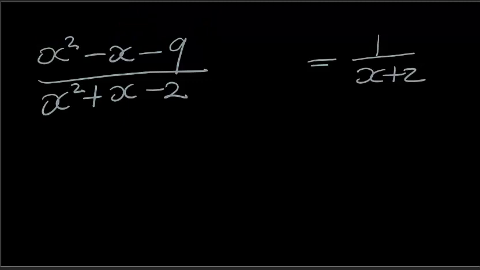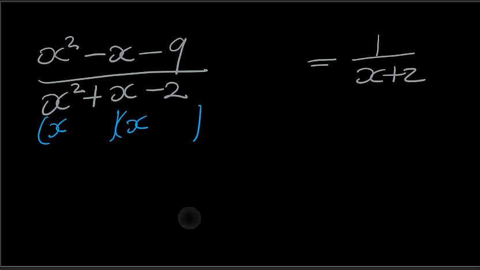The bottom one, let's try and factorize that one. If I wanted to do this, I would say x and x. Factors of 2 are 1 and 2. So I can get 1 and 2. I can say, in order to get plus 1, I'm going to say plus 2 minus 1 is plus 1.